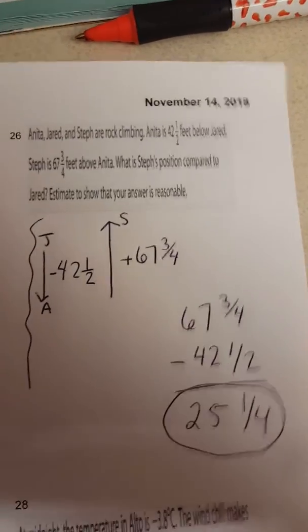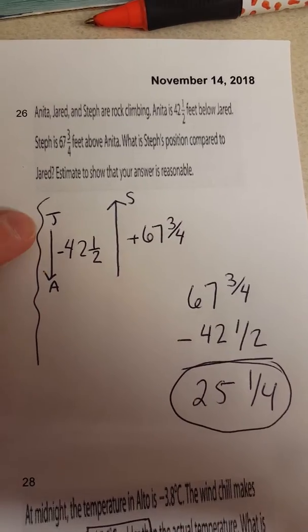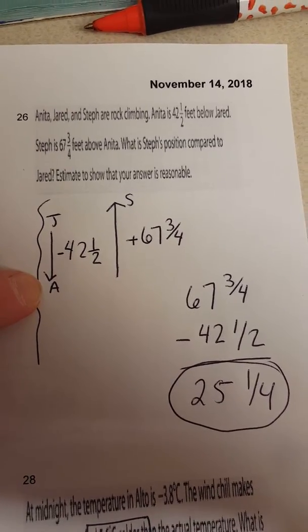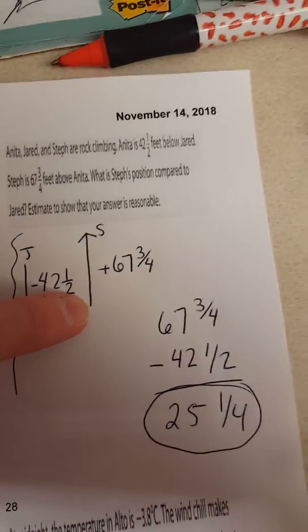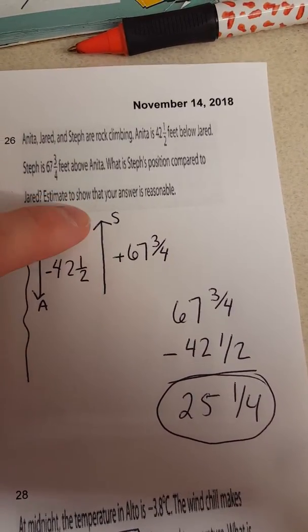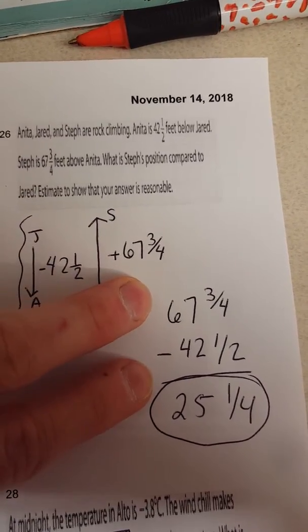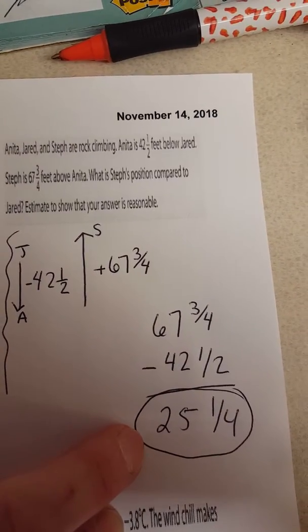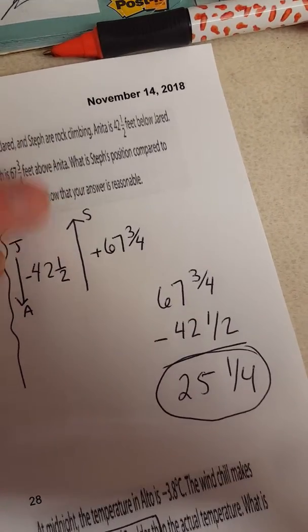Go over here. This one's a little tricky. So Anita is 42.5 feet below Jared, but Steph is 67 3/4 above Anita. So the distance difference is 25 1/4 feet. So Jared is 25 feet below Stephanie.